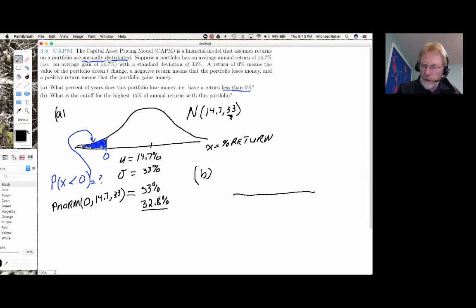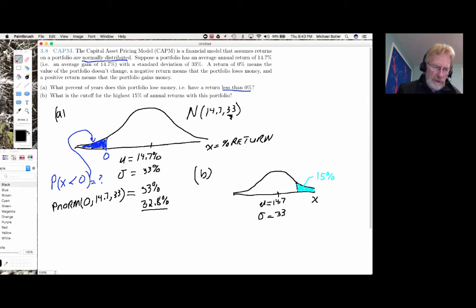So let's get ourselves a fresh drawing here. Same distribution, same model, but just get a clean copy of it here. So that mean is still at 14.7. And the standard deviation is still at 33, okay? Well, this time, they want to know what is the cutoff point for the highest 15% of the returns in this portfolio. So what they're giving us this time is they're telling us this area right here. They're giving the area, okay? Now notice in the last problem, they gave us the position on the axes, but this time they're telling us that that's 15% right there, okay?